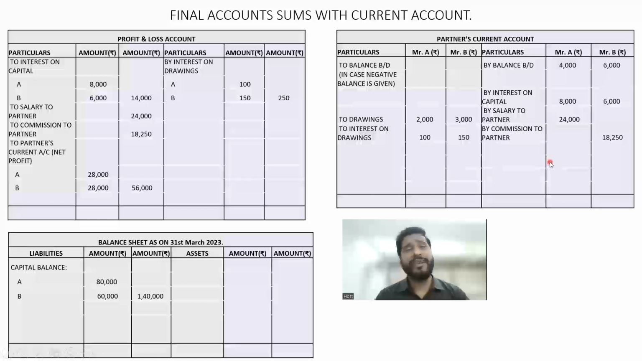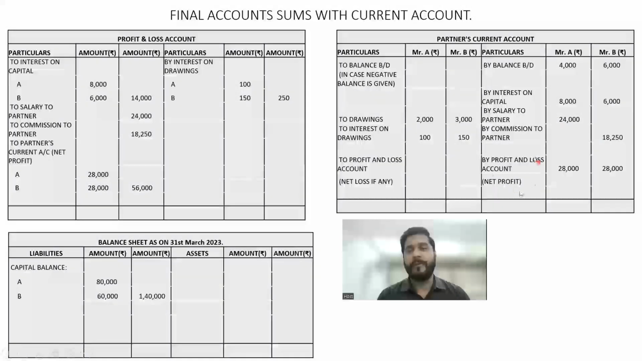What if there would be a net loss? The net loss will be shown here, and the second effect of that will be here in the current account, but on the debit side. Now, in this example, I have taken it as net profit. So see, net profit will come here, by profit and loss account, net profit divided between A and B equally. Now, this is where we can close the current account. See how to close it.